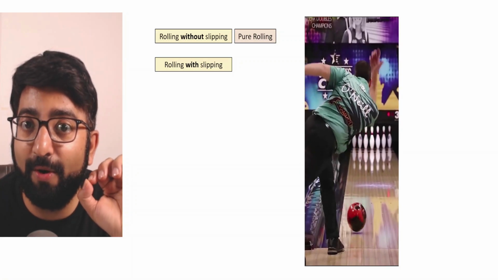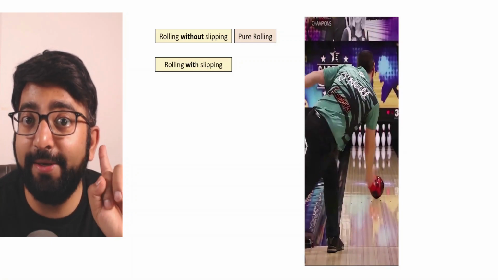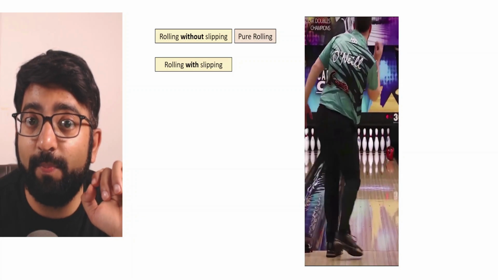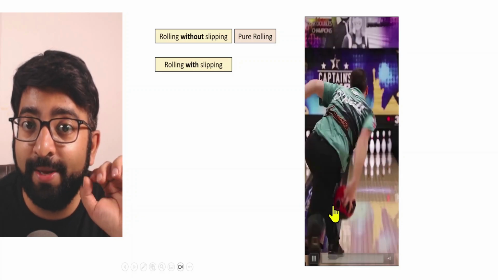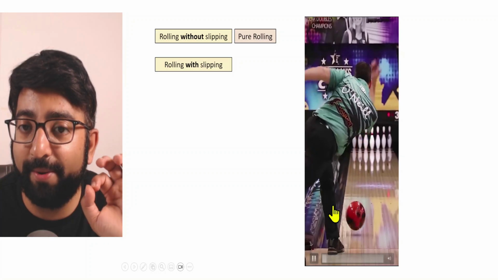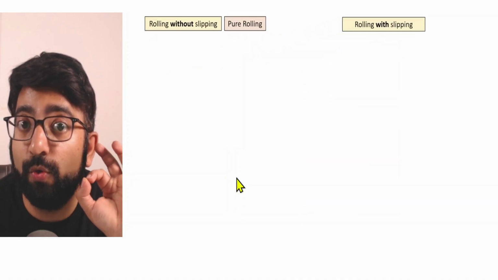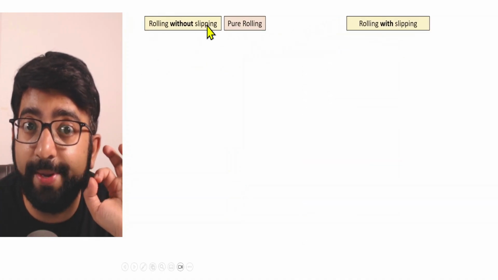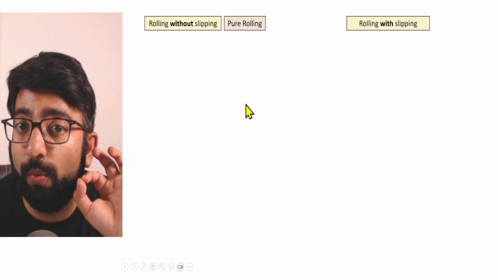If you have played bowling or whenever you do it the next time, please notice the behavior of the ball as it is going along this path. Is it slipping or is it not slipping? Let us try to understand how to differentiate between whether the rolling is without slipping or rolling with slipping.